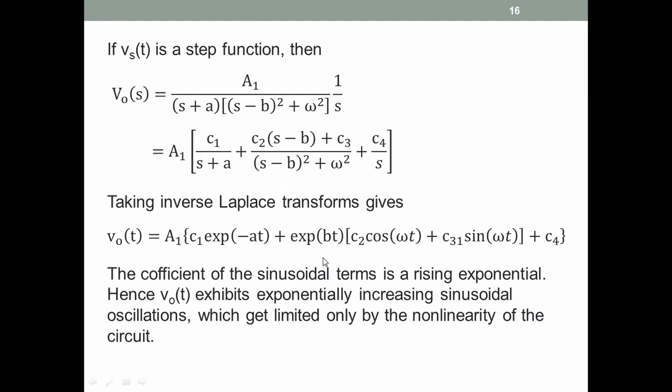So what do we see? What we see is that now, because of this s minus b, we have VO as a function of time, which has a term that rises exponentially with time. And of course, whenever you have a function that is increasing exponentially with time, theoretically, the function will go to infinity. In a real electronic circuit, the voltage VO will get limited by the nonlinearity of the circuit, as we have discussed briefly in, I think, lecture 6 on feedback. Also recall from that lecture that the positive exponential happened in our circuit when there was positive feedback in the circuit.